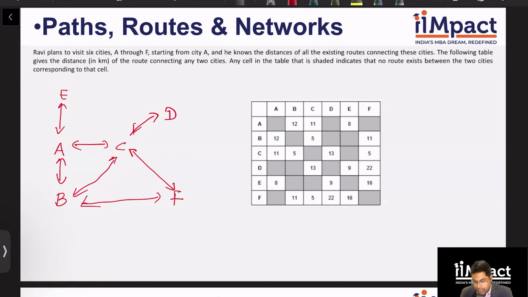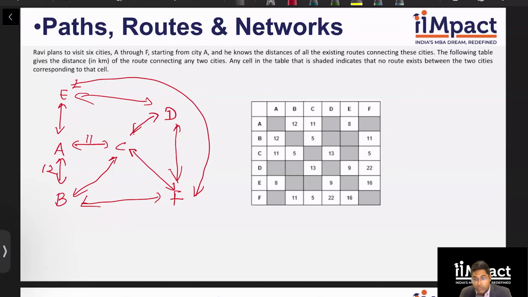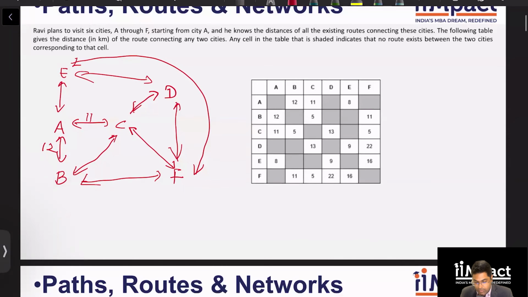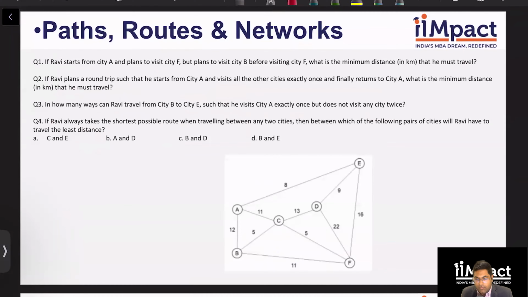How about D? D is with E and F and with C as well. And I can see that E and F are also connected. So this is a rough diagram which I was making in order to show how to convert this table into a diagram. And you can just quickly mark the distances, like I know A and C is 11, A and B is 12, so on and so forth. Then you can use this diagram to visualize the whole thing better and answer the questions faster. Alright, let's look at the questions. So this is the diagram which will come out if you adjust it properly.